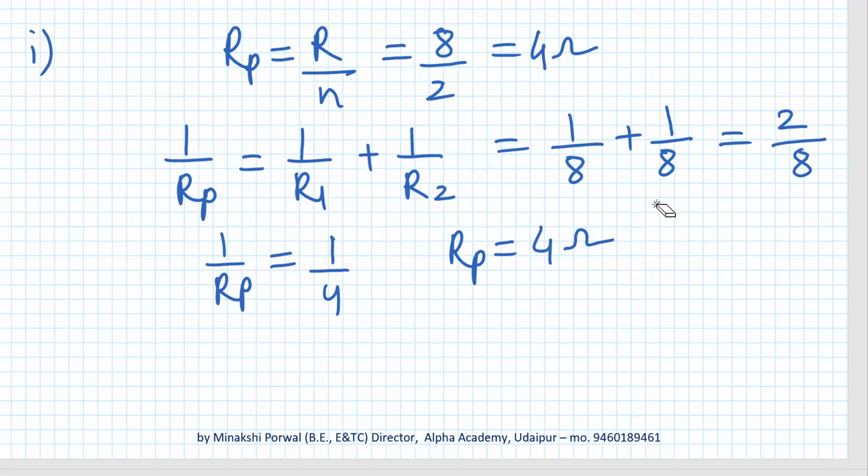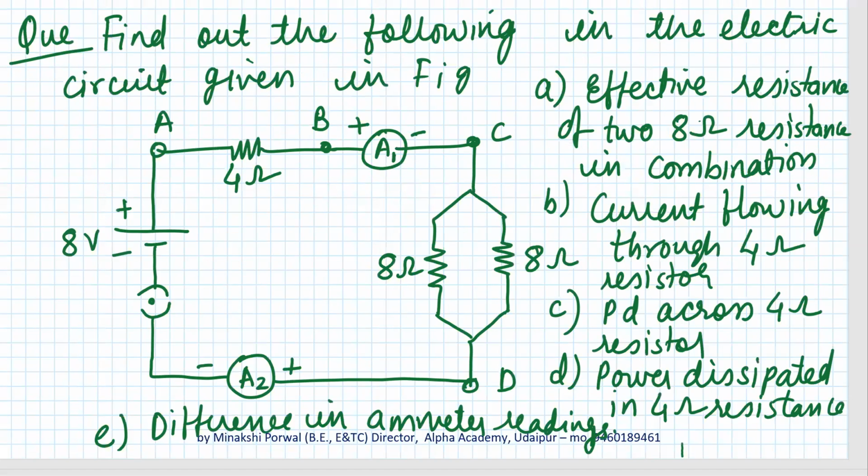Then the second part is given: current flowing through the 4 ohm resistance. Now we have to find the current through this circuit. We have found the effective resistance of the 8 ohm and 8 ohm is 4 ohm. Now this 4 ohm and this 4 ohm are in series. So we can redraw that circuit actually.